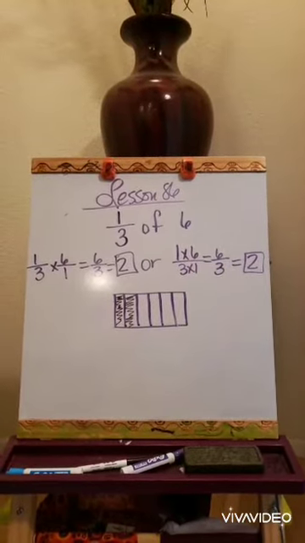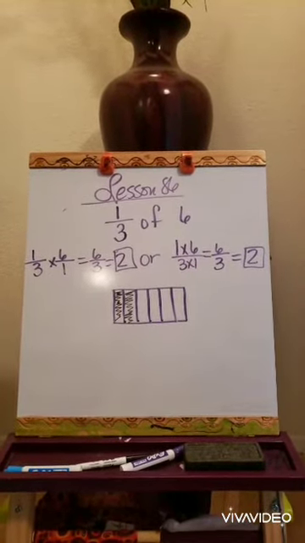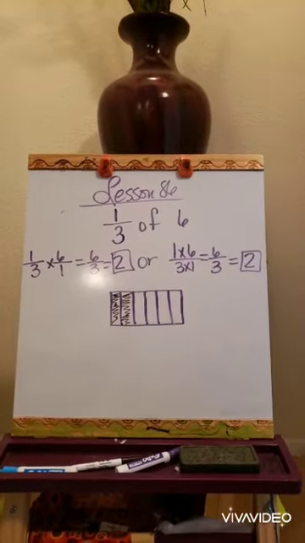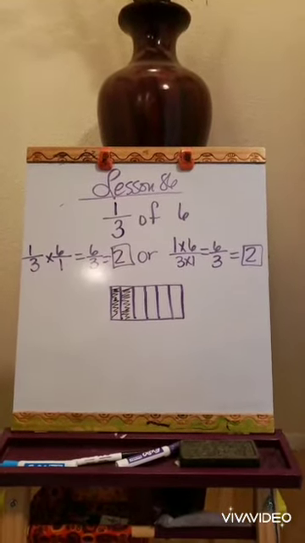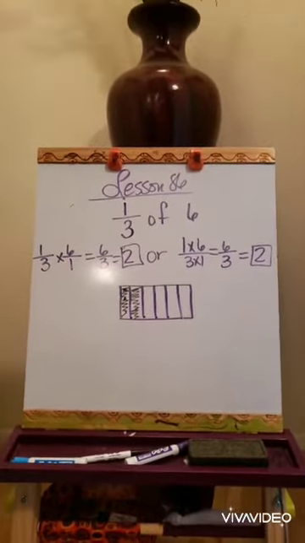You're basically going to draw a rectangle, divide that into 6 separate compartments, and shade the 2. Therefore, 1/3 of 6 is going to be shown as 2. And that is the lesson for the day.